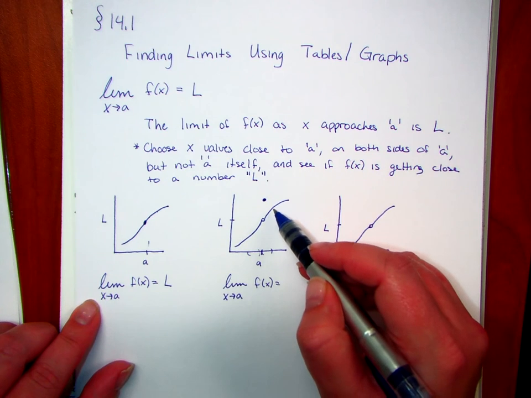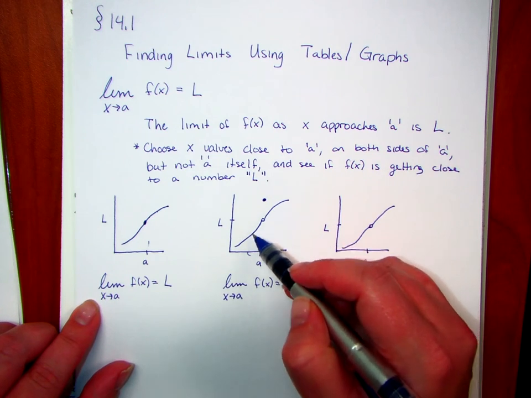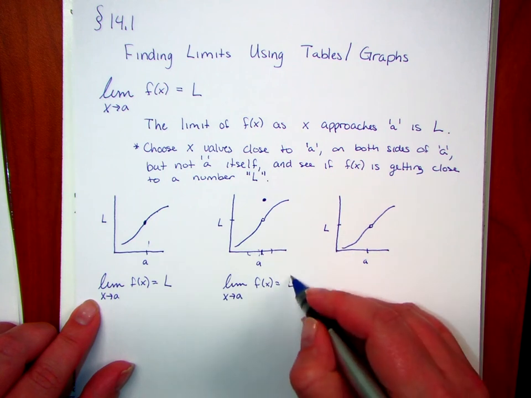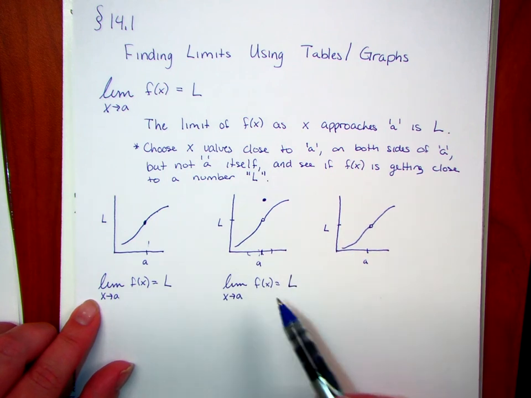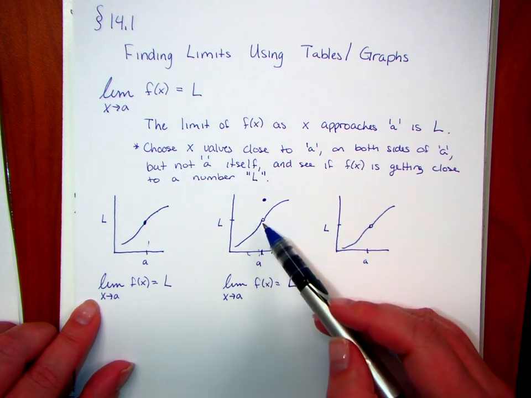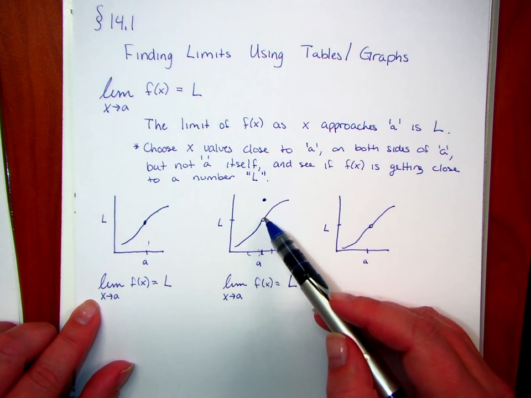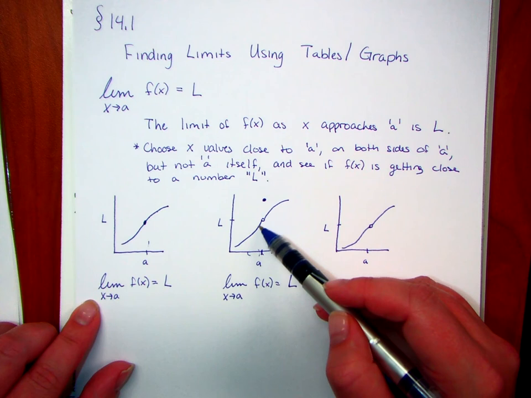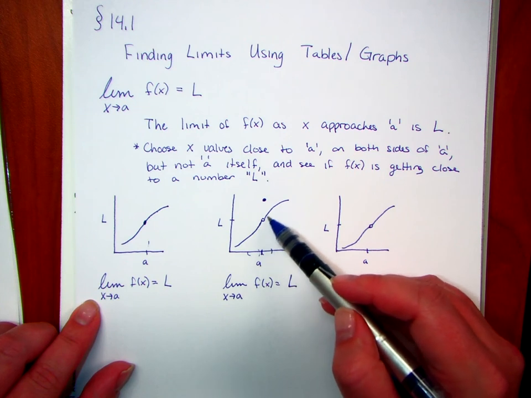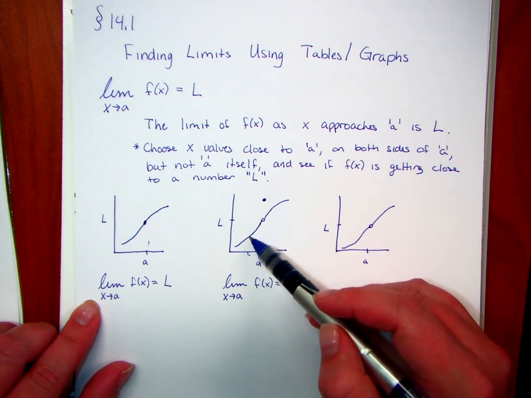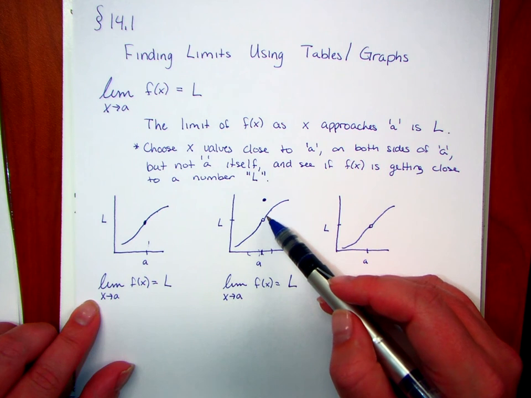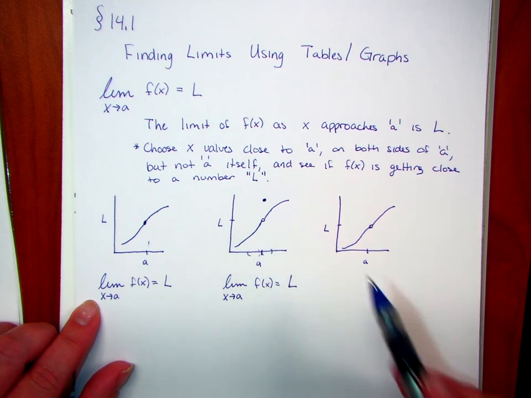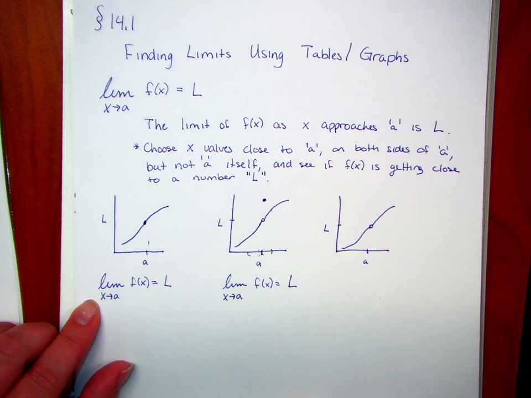Because the function values on both sides are approaching the same number, we say that this limit is L. And this is kind of tricky for some people. It's not what the function is doing at a, it's what the function is doing as x is approaching a. Approaching, not equaling. We're approaching on both sides, and we're approaching this hole. Because the function values are approaching the same number, we say this limit still equals L.